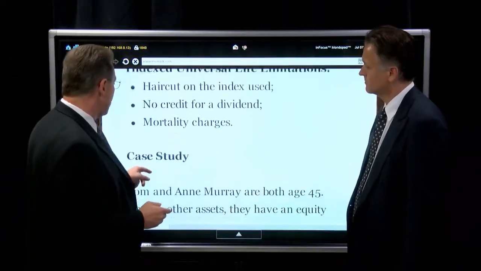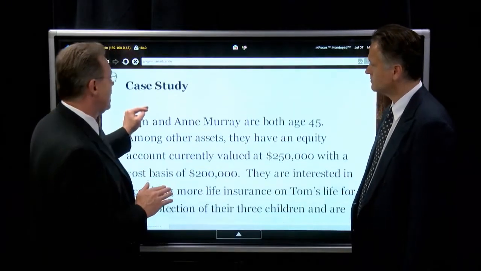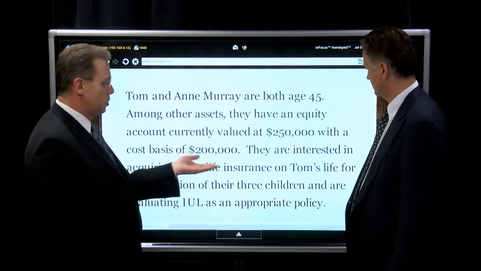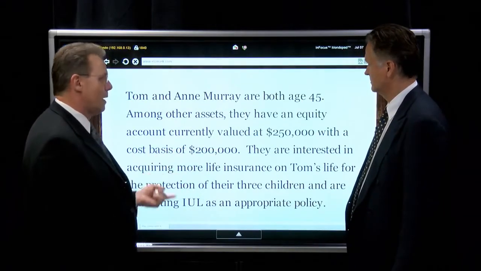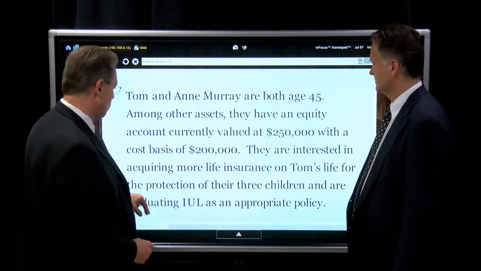Now, on this case study, I want you to walk us through what this is about. We're talking about Tom and Ann Murray. They're both 45. They currently have a valuation in their equity position of $250,000 with $200,000 in cost basis. I'll go to the screen, open this up, and give us an introduction of what we're looking at here.